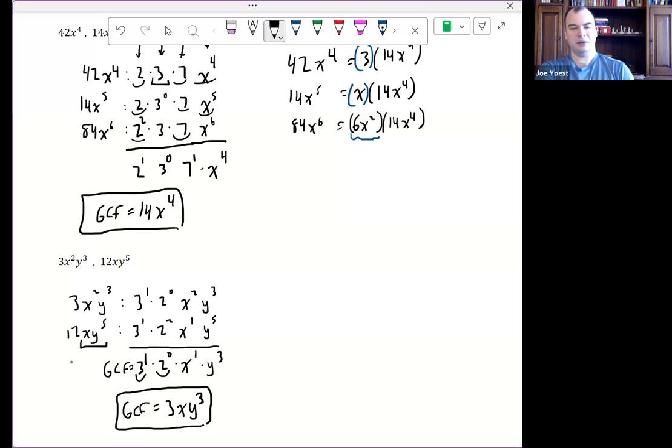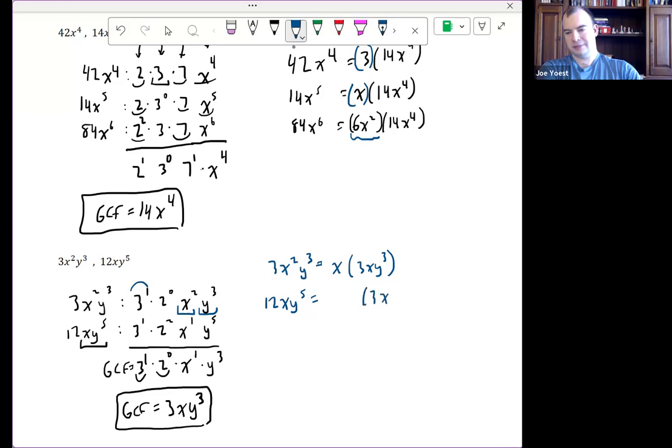And again, what am I saying here? I'm saying that this is a common factor to both of these and that there's no bigger common factor. I'm saying that 3x squared y cubed can be written as 3xy cubed times x. There's 3, one of these x's, and then y cubed times x. And 12xy to the fifth, well, that's 3xy cubed. So there's my 3, there's my x, and then 3 of these y's come into the y cubed, leaving me with 4y squared.